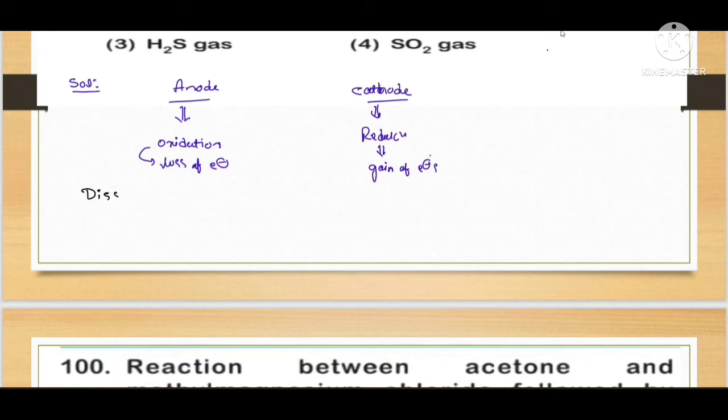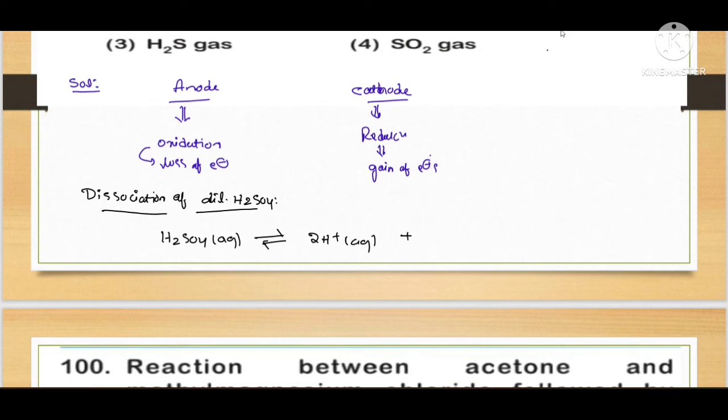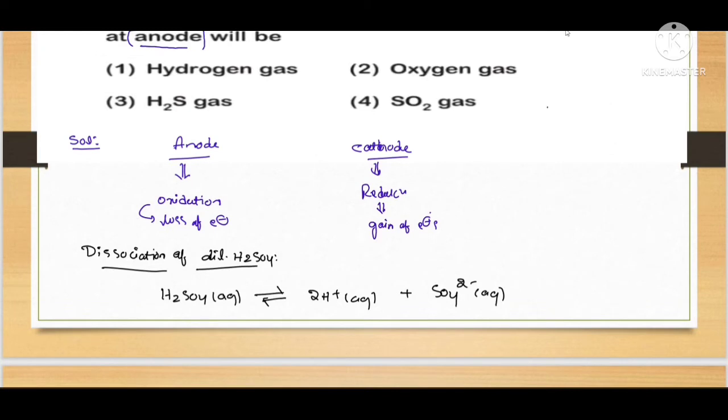Now let us see the dissociation of dilute sulfuric acid. That means H2SO4. H2SO4, which is in aqueous form, dissociates to form 2 moles of H+ aqueous plus SO4 2- aqueous. There is also presence of water.